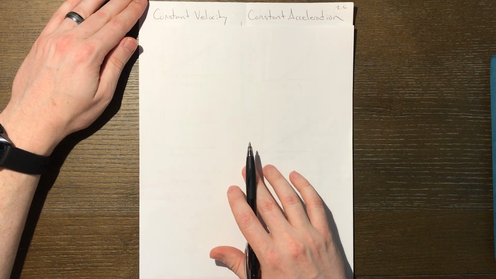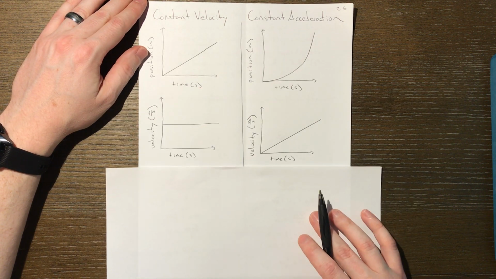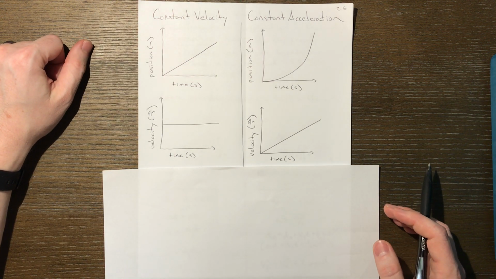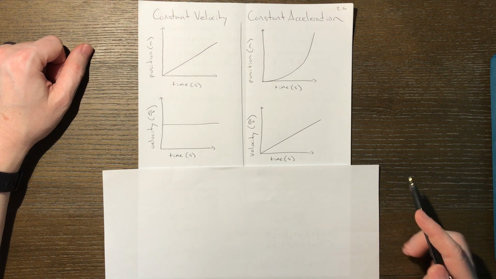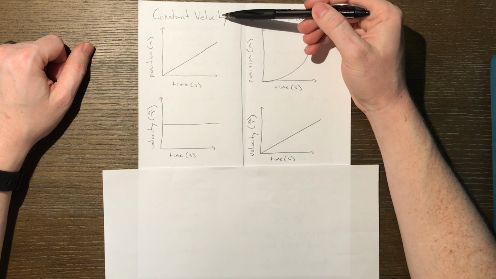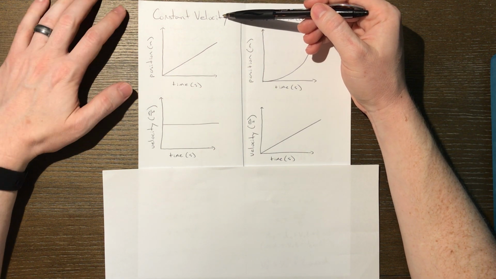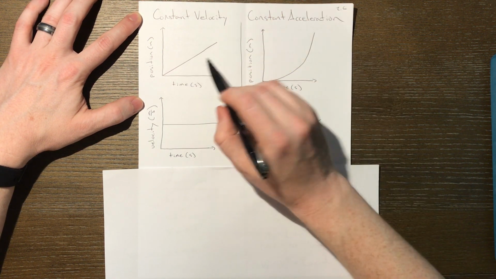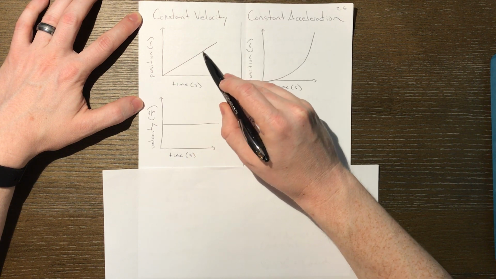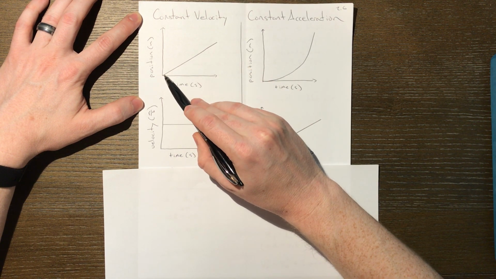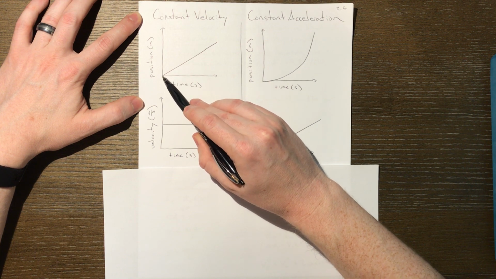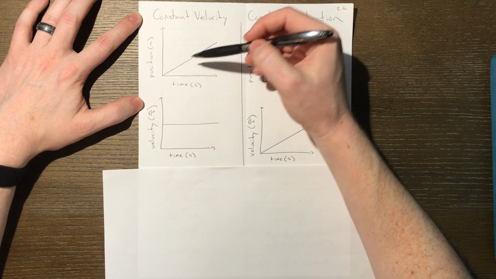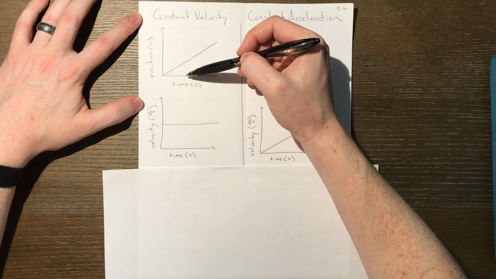So let's look at some graphs of both of these, and then we'll consider the equations that go along with each of these regimes that you will be using to solve problems. All right, so first let's look at constant velocity. If our velocity is constant, well, on a position versus time graph, slope is velocity, and the slope should not change if the velocity is constant. If the slope doesn't change, that means that we have a straight line. So if you have constant velocity, it will look like a straight line on a position versus time graph.